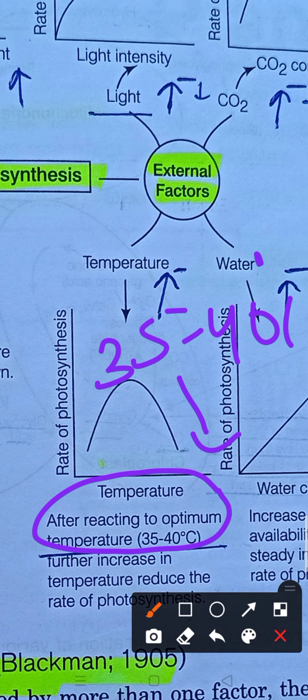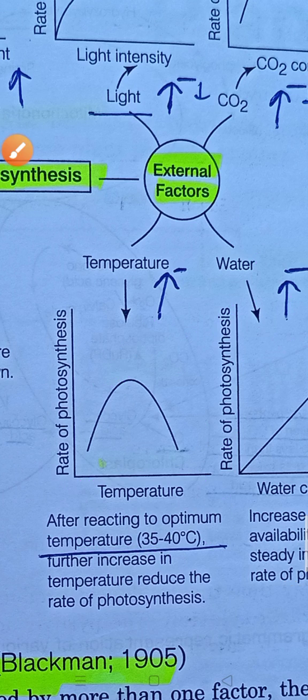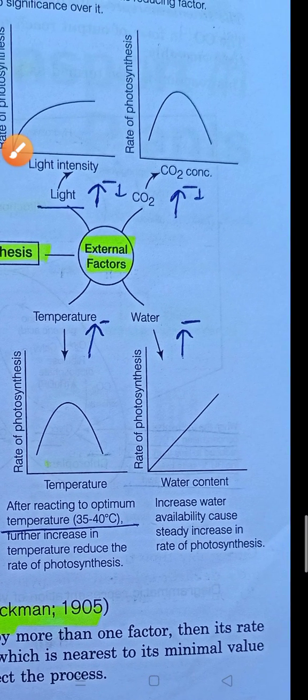ऐसे plant जो ज़्यादा temperature वाली जगह पर रहते हैं वो adapted होते हैं. Clear, so at that time they can survive in higher temperature also, but those who exist in normal condition can't survive after 35 to 40 degrees Celsius. It's about the temperature. Then water content.